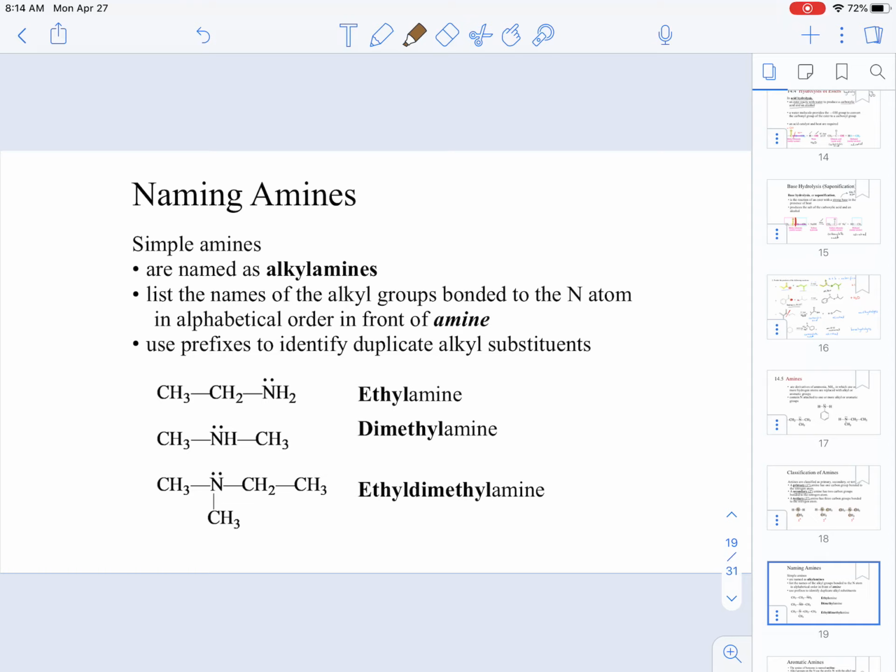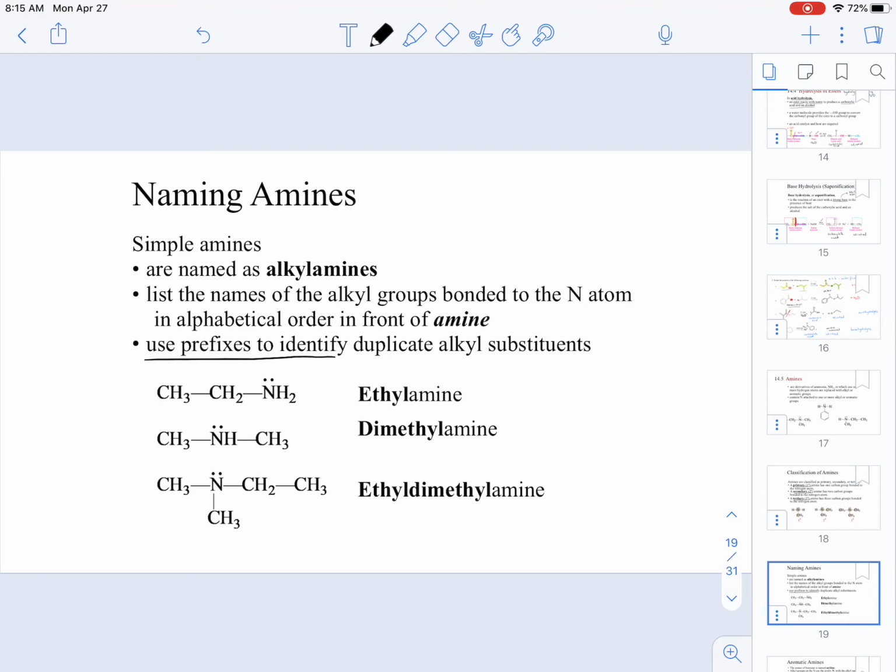When it comes to amines, you guys are not responsible for the IUPAC naming of amines. You are going to be naming amines according to their common names. And similar to what we did previously to name ethers, the way that we name an amine is by looking at the alkyl groups that are going to be present in the molecule, and we're going to use them as prefixes.